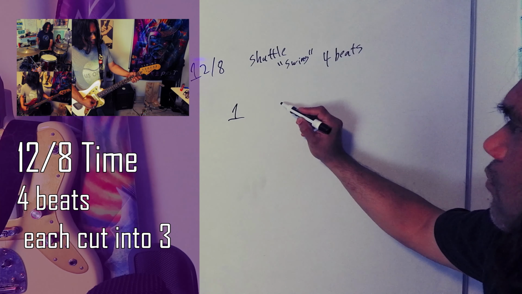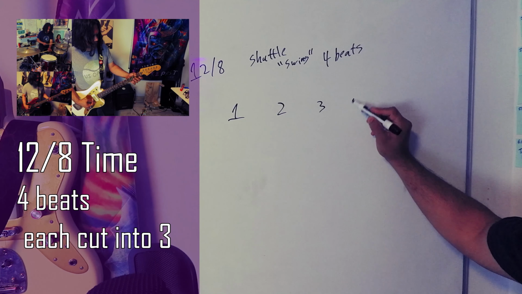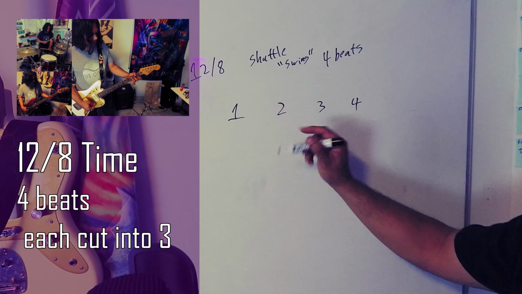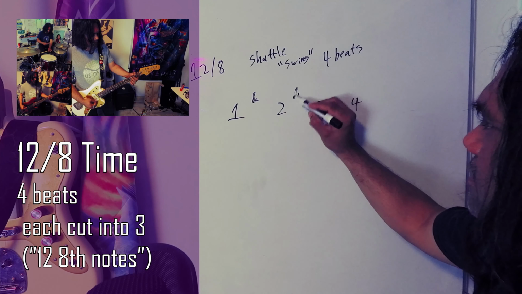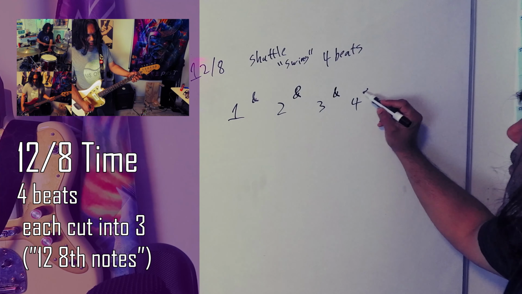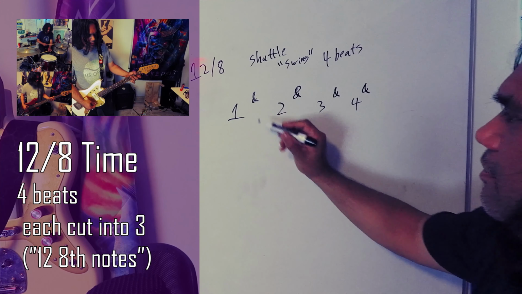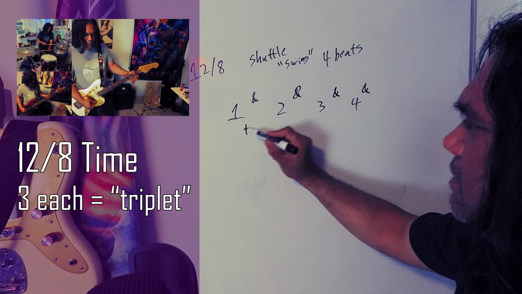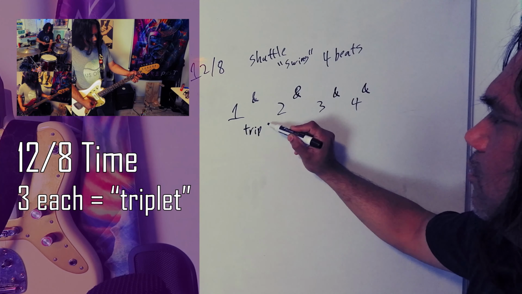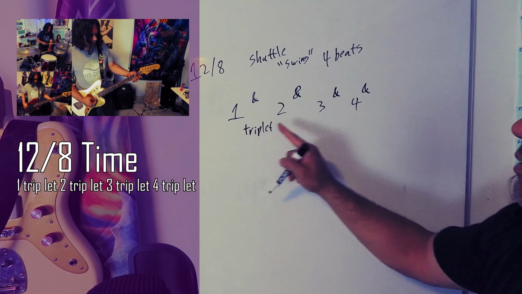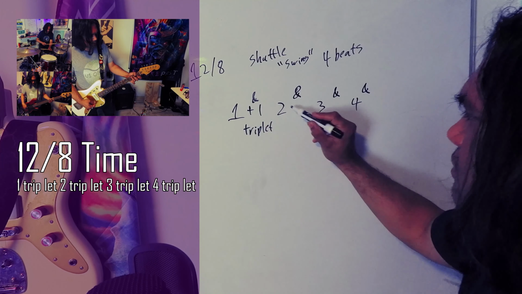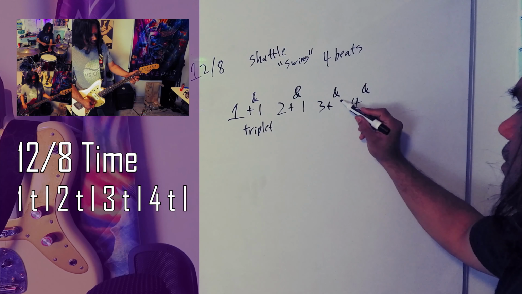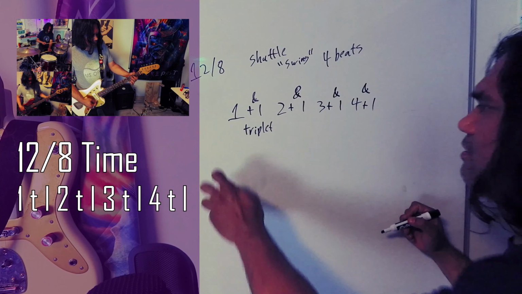Previously in 4/4 we had 1 and 2 and 3 and 4 and, so it was nice and even. Each of these was cut in half, 2 parts to each. Now they're going to be cut into thirds. As I usually call them, triplets. 1 triplet, 1 triplet, 2 triplet, 3 triplet, 4 triplet. So I'll just put T and L up here for those. So the subdivisions are a little bit different.